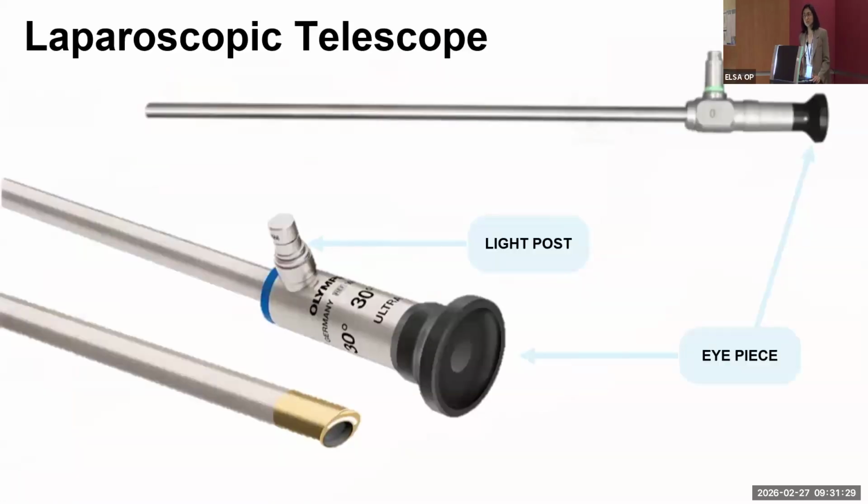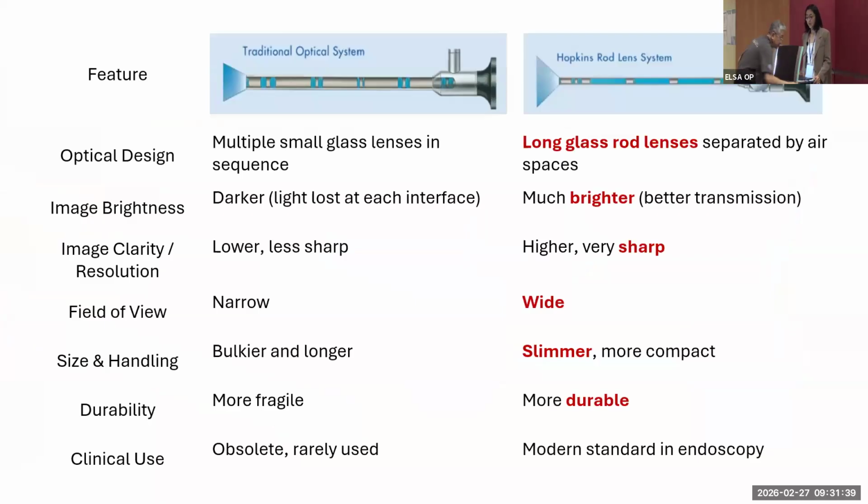So here's the telescope. We have two parts, the eyepiece, which we connect to the camera head, and the light post where we connect the optic cable. So there are different types of this telescope. The newest ones have a much brighter and better transmission, and it's sharper. The field of view is also wider, and it's slimmer and more durable.